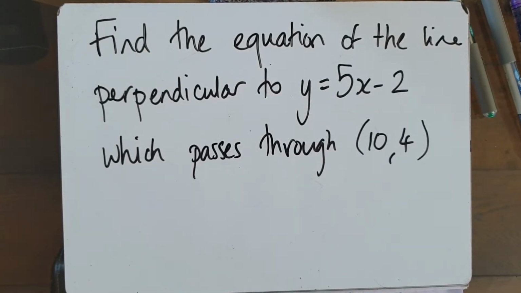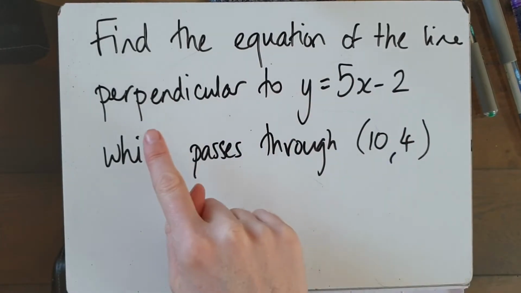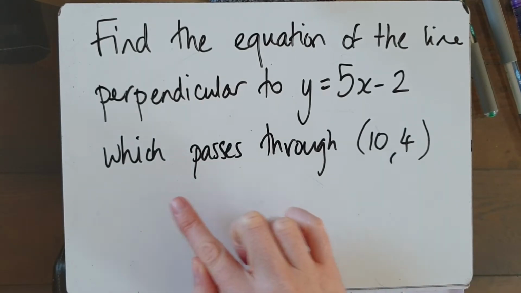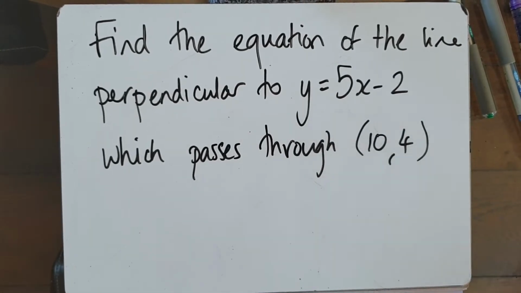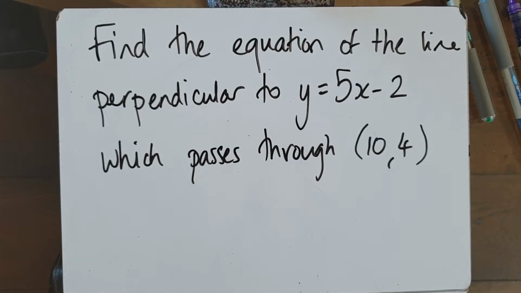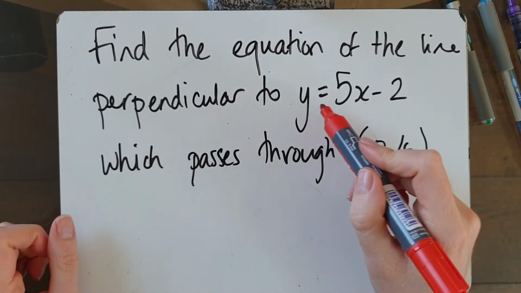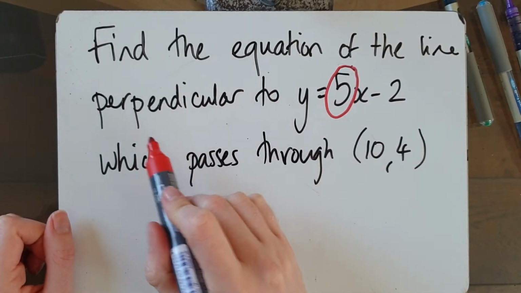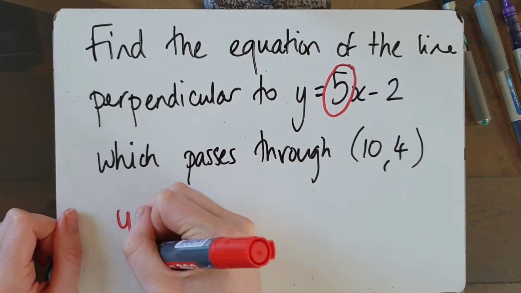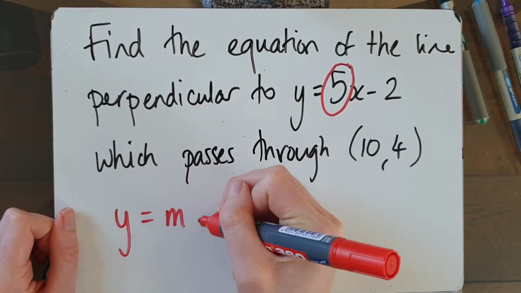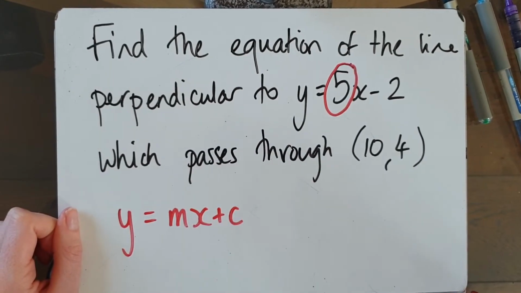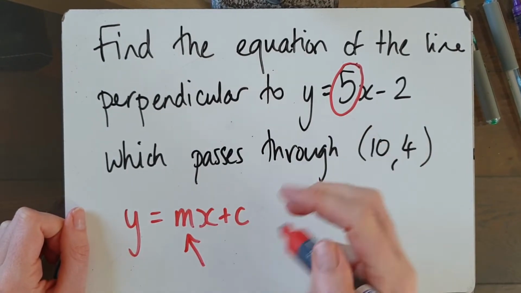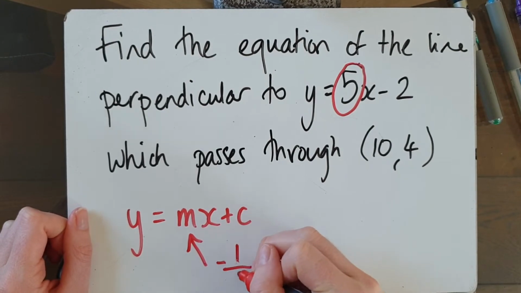The example we're going to do is find the equation of the line perpendicular to y equals 5x minus 2, which passes through the point (10, 4). So the first thing we want to identify is that the original line has gradient 5. So the line which is perpendicular is still going to be in the form y equals mx plus c, but its gradient, m, is going to be the negative reciprocal of this.